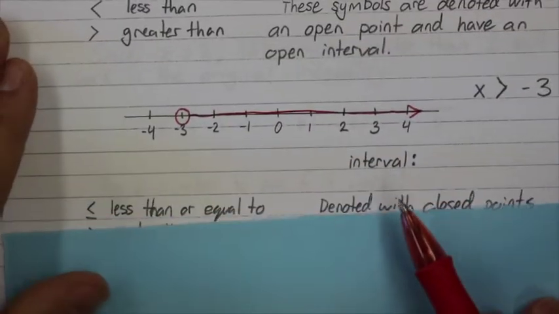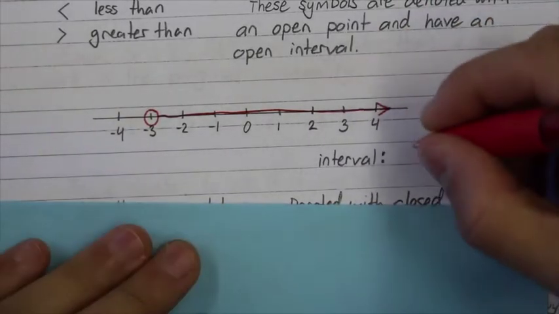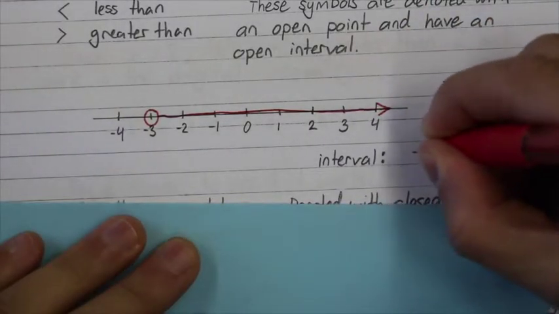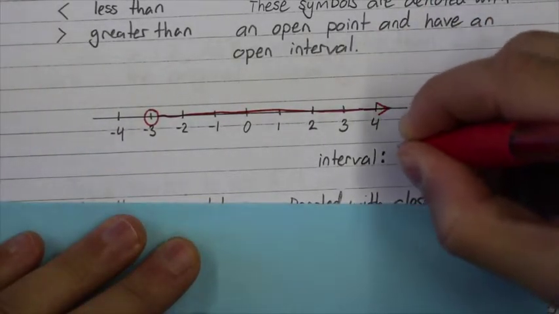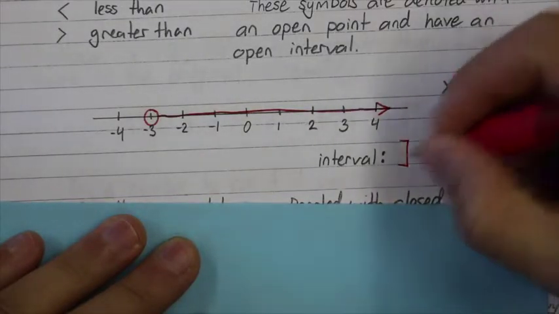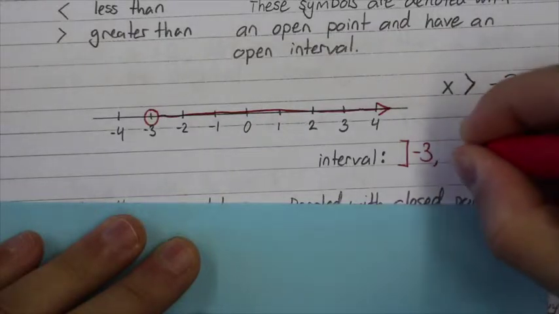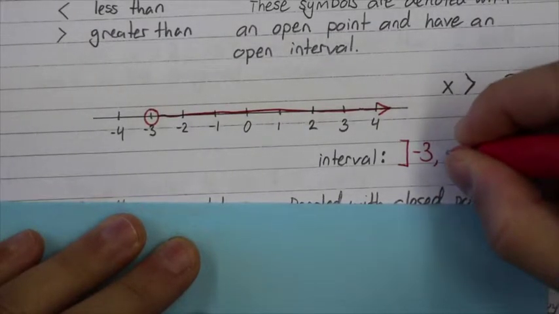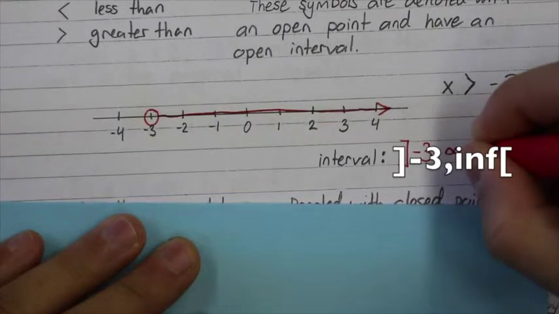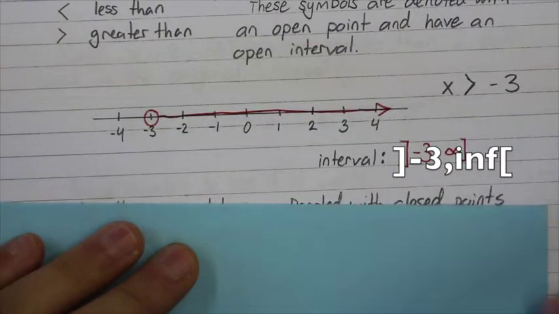The other way, before I continue, how do we write this interval? Well, first of all, it starts at -3, and -3 is not included. So we're going to draw square brackets facing away. See, the square brackets are facing away from the -3. And how far does this go up? Well, all the way to infinity. And there you go. There's our bracket.